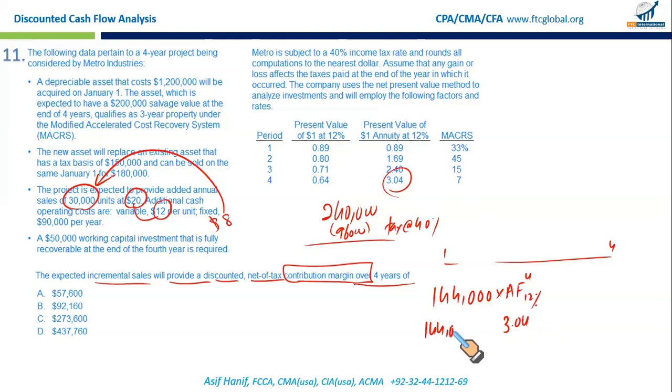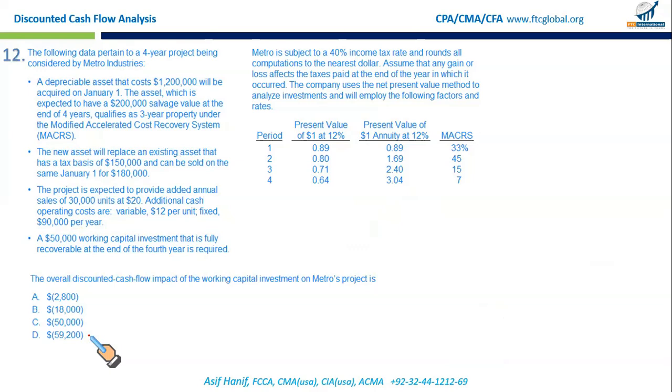Alex, if the question had asked us to calculate the cash flow, the present value of cash flows, then we would have deducted the fixed cost component as well. So it's going to be 144 times 3.04. It gives us 437,760. That is the answer. D is the answer.